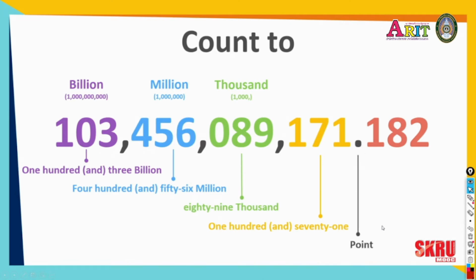The decimal point, we say "point". And every number after that, we just read each digit, 182. So altogether, this number is 103,456,089,171.182. All those numbers from the sheet before. If you wanted to make that an ordinal number, it's exactly the same, and we just change the last digit. It's a 1, so we would say first.